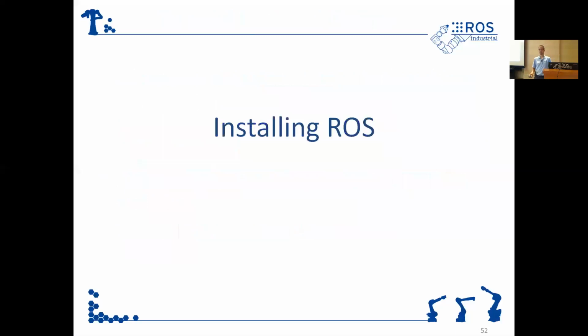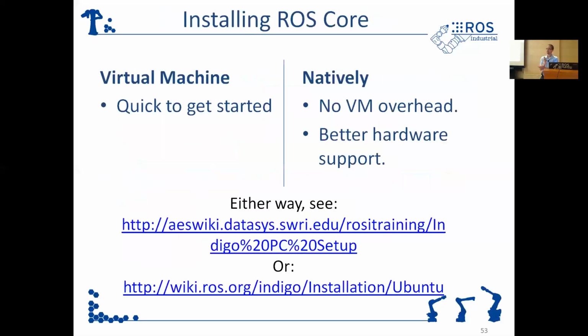Okay, installing ROS. All right, on your USB key, there is a virtual machine. How many people know what a virtual machine is? Awesome. Don't even have to describe it. If you download VirtualBox, which is free, you can run the virtual machine. It's pre-installed.